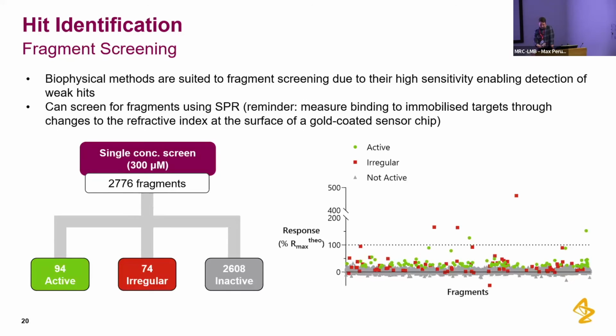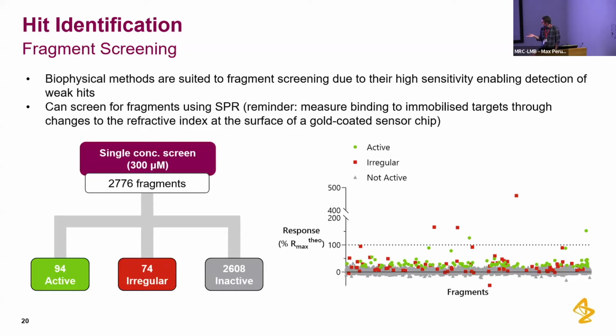The data from that fragment screening is shown on the slide. In this plot, each of the fragments is shown on the x-axis, and the responses at that single concentration are plotted on the y-axis. The data have been normalized relative to the response we would expect to see if the particular fragment was saturating the surface. So we shouldn't, in theory, have anything that's greater than 100%. Obviously, we do, which I'll come back to in a minute.